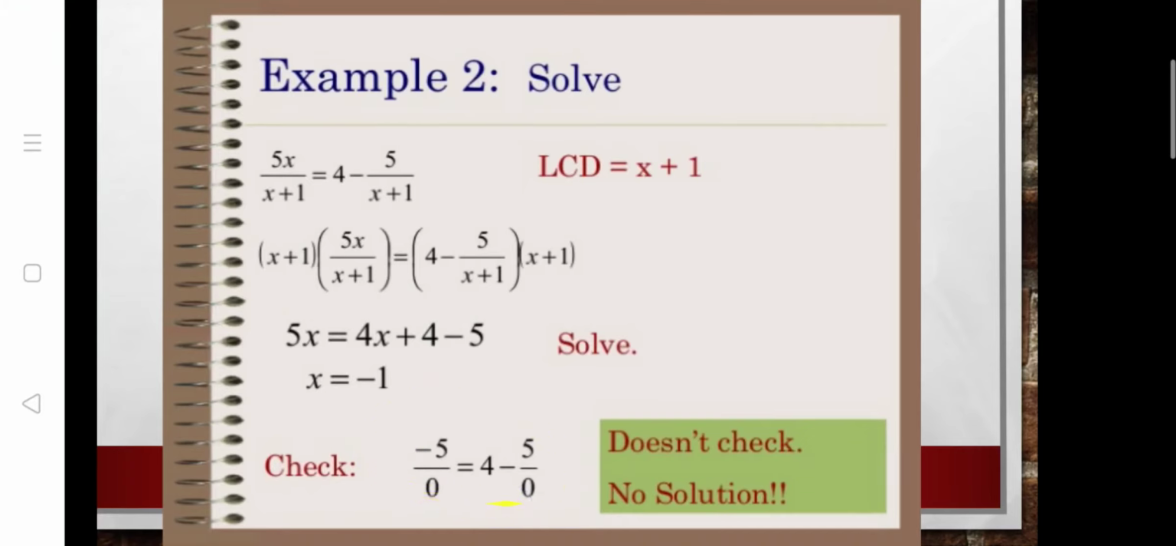In that case, x is equal to negative 1 is not a solution for this equation. Okay, so our final answer would be no solution. Okay, there is no value of x that will make this equation true.